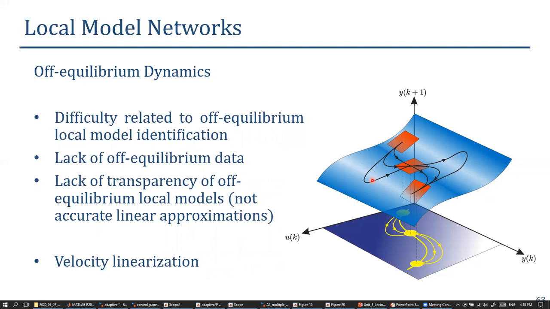Right. And in order to cope with the off equilibrium dynamic, some theory has been developed. I know those people who developed it. They're my friends, and it's called the velocity linearization. But again, I don't want to go into that at all. I just want you to know, right, with the local model networks, with the linear local models, we might have difficulties in off equilibrium. So off equilibrium dynamic might be a difficulty. Questions?